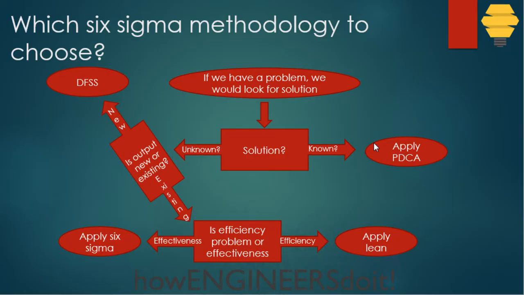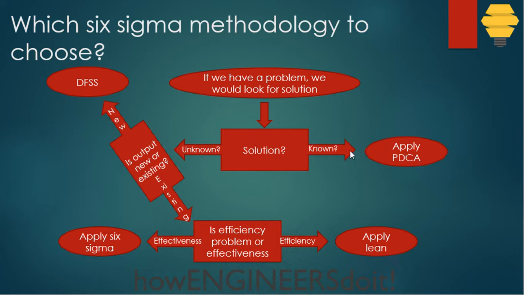Hello friends, this is Mohammed Shakil here from How Engineers Do It, and in this video we will see which Six Sigma methodology to choose to solve a problem. So if we have a problem, we'll be looking for a solution. If the solution is known, we'll apply PDCA, which we have discussed earlier: Plan, Do, Check, Act.